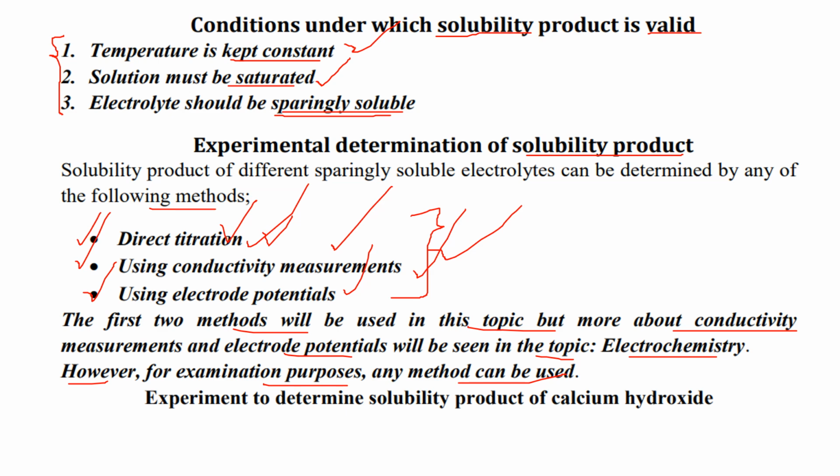So let's look at the experiment that can be used to determine the solubility product of calcium hydroxide. Now notice that for direct titration, we involve acid to base titrations, so it requires bases, but conductivity measurements are non-selective. So this one is even better to go with as compared to direct titration.